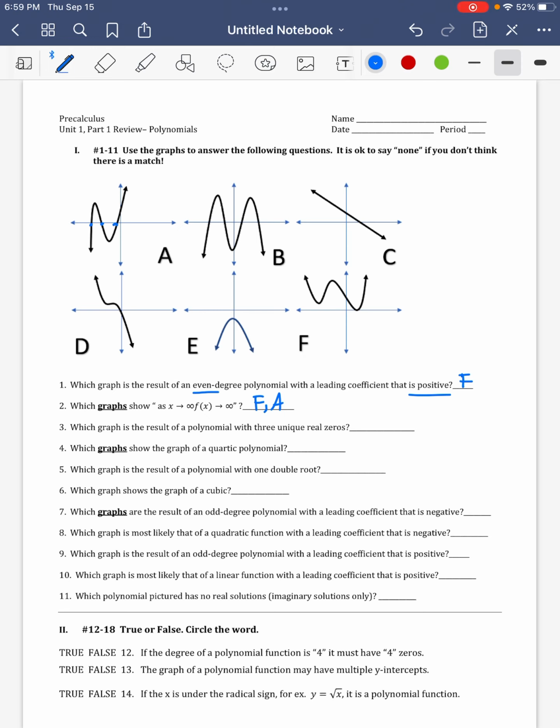So A. This one has 4, but anyway, which graph shows the graph of a quartic polynomial? So quartic, that's 4th power. That means that it has to have 3 turns. So that would be like B and F. See all your turns here, here, here. Okay, all right.